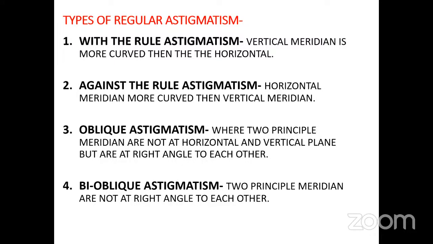Bioblique is when two meridians are not at right angles. This is rare, and most often it is because of some trauma or early causes of irregular astigmatism where you may have bioblique. Generally we don't see bioblique astigmatism, and it's difficult to measure on the regular keratometer.